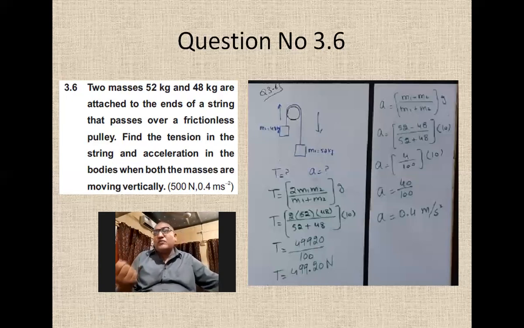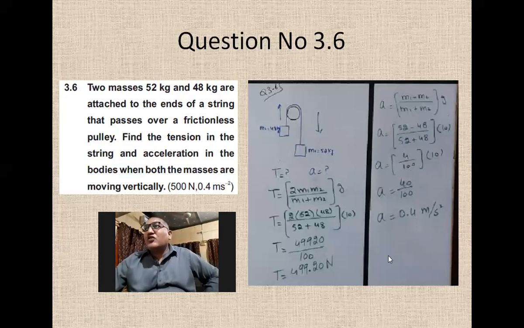If this formula is in your mind, then it's a piece of cake. Then the next question is, what's the acceleration produced in them? The acceleration formula is (m1 minus m2) divided by (m1 plus m2) into g. Just put the values: 52 minus 48 divided by 52 plus 48 into 10. So this will be 4 divided by 100 into 10, 40 by 100, that will be 0.4 meter per second square. So this is how you find the acceleration.